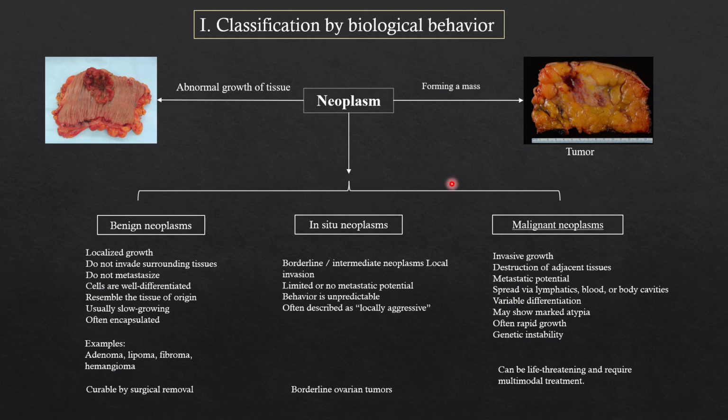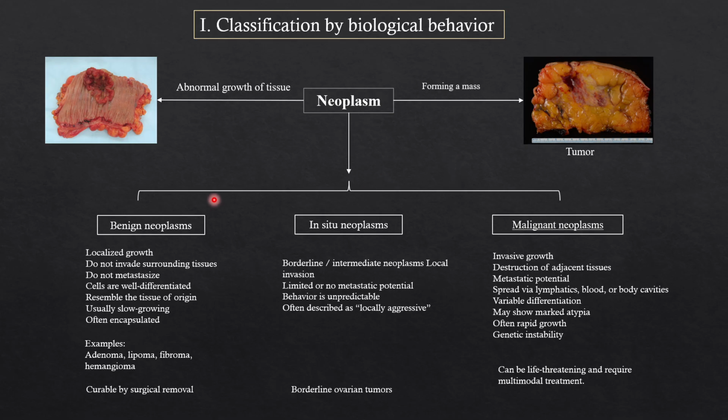Classification of cancers by biological behavior. We start with the central regulatory term called neoplasm, which is basically the first stage of cancers, where the normal cells turn into a constantly growing mass of tissue, and forming the mass results in a tumor.